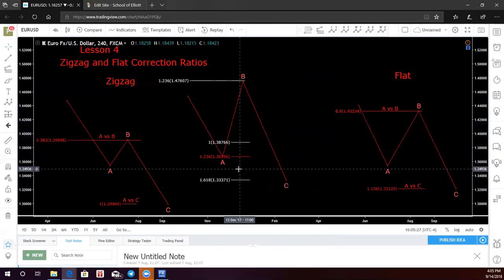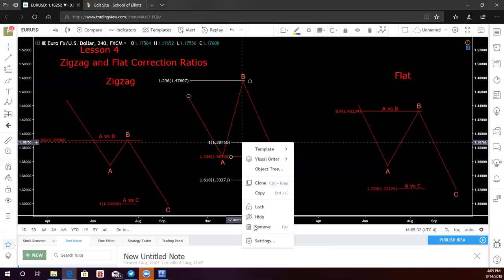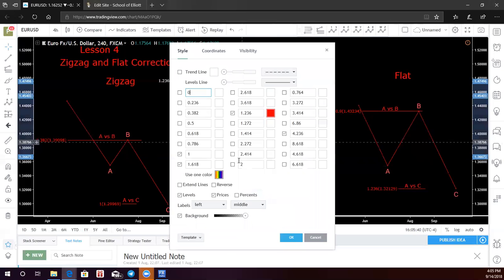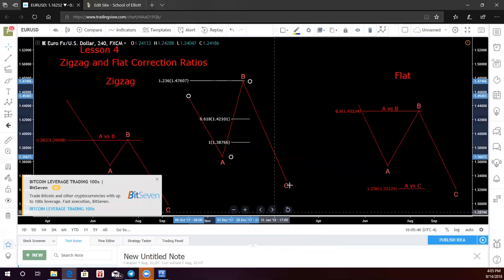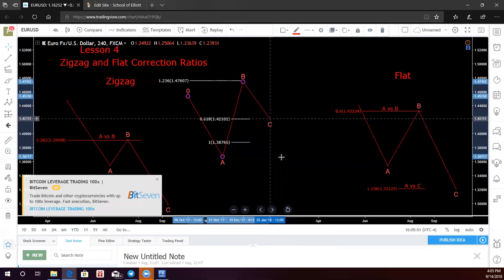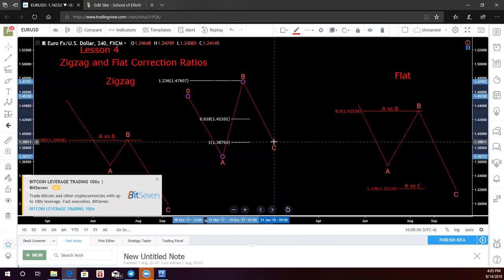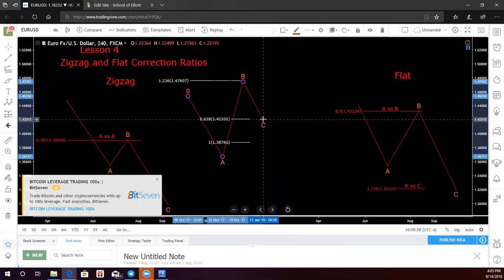Now the third type of flat is a running flat. Again, you'll have B hitting the same ratios on a running flat. C will either hit the 100% or the 0.618. So again, C in a running flat will not surpass the endpoint of A, so you'll either be heading for the 100% or the 0.618.